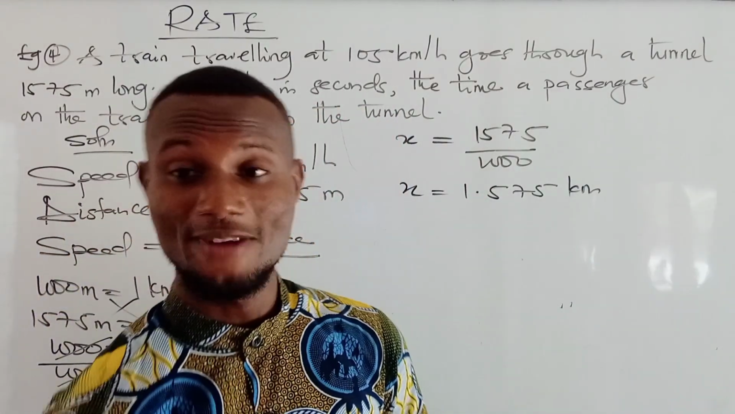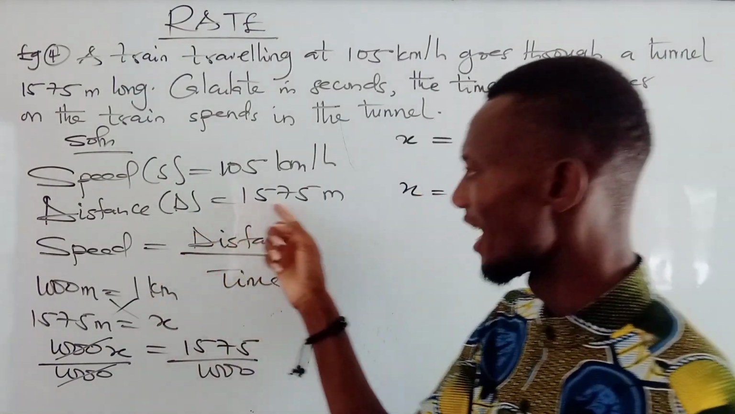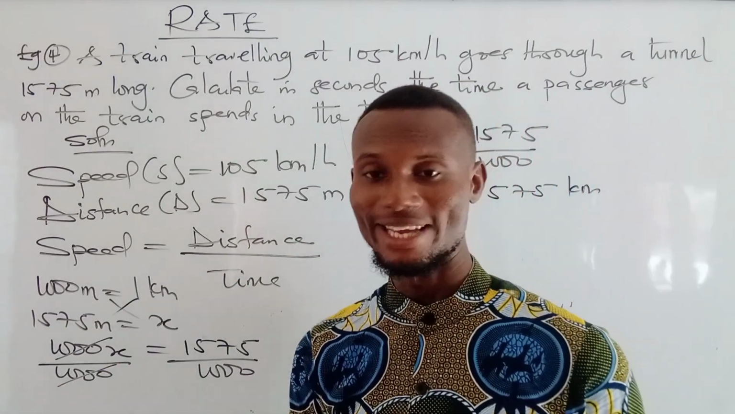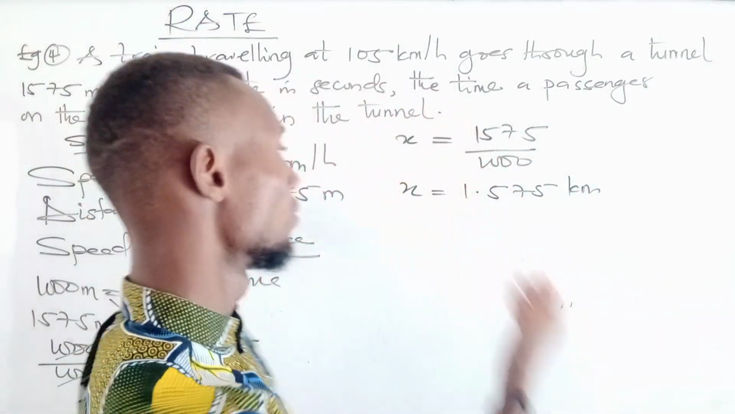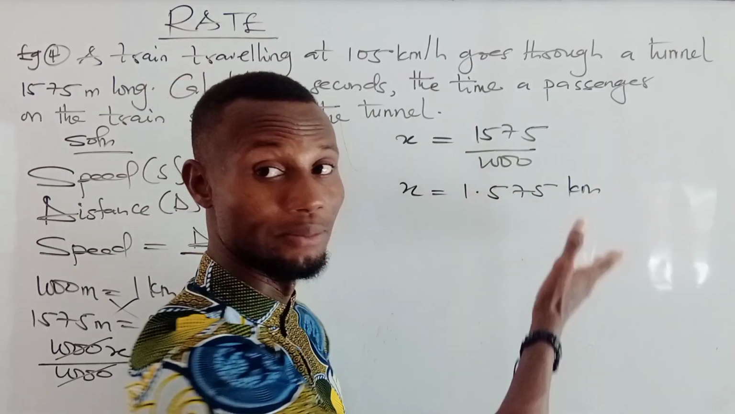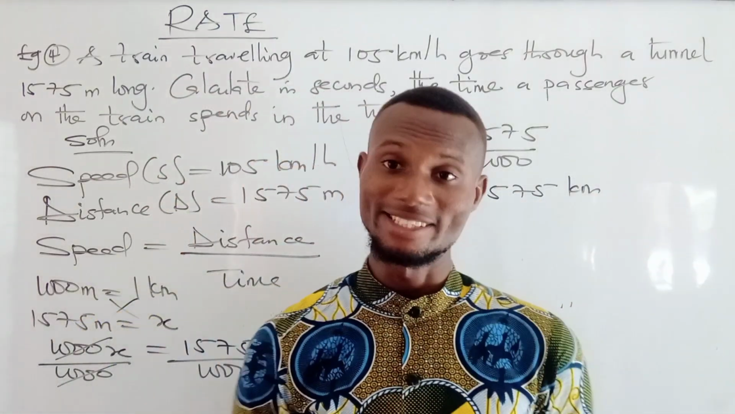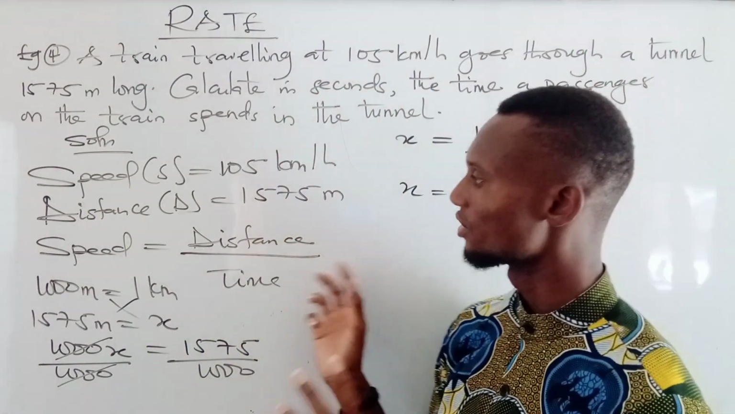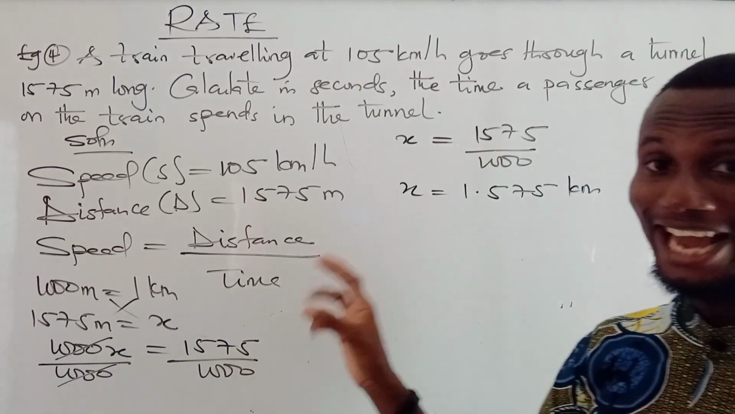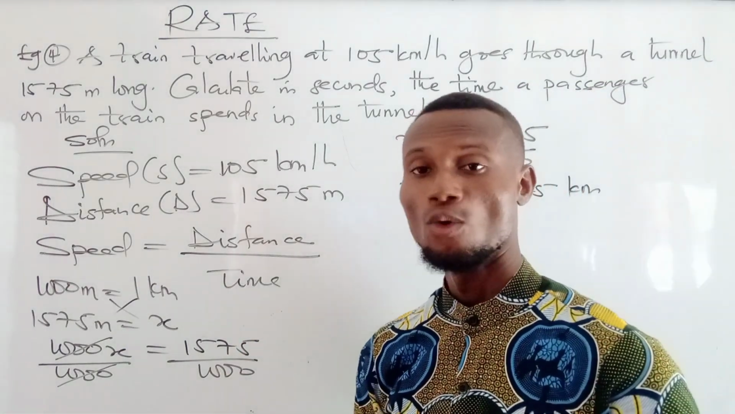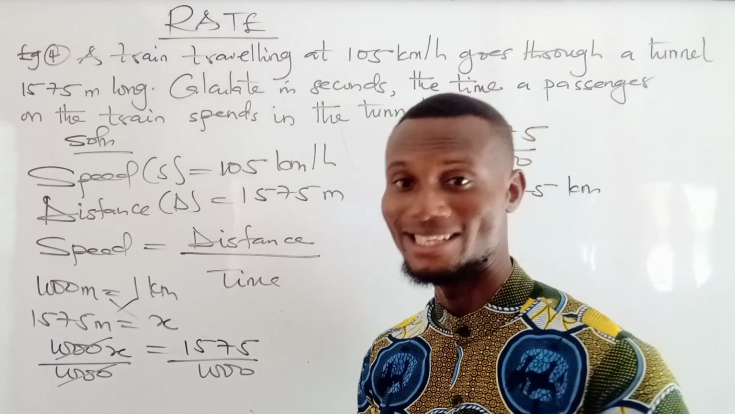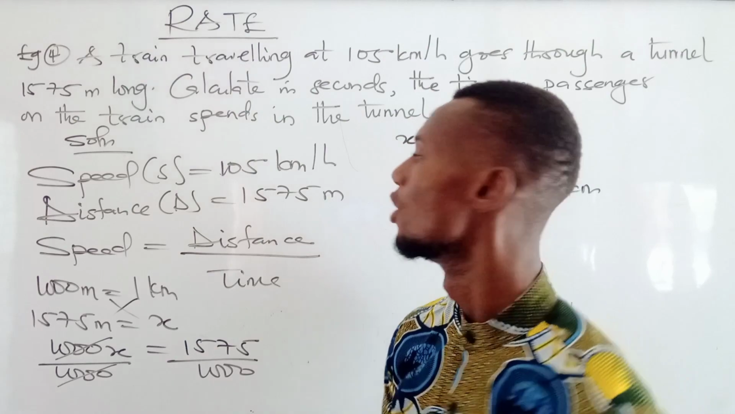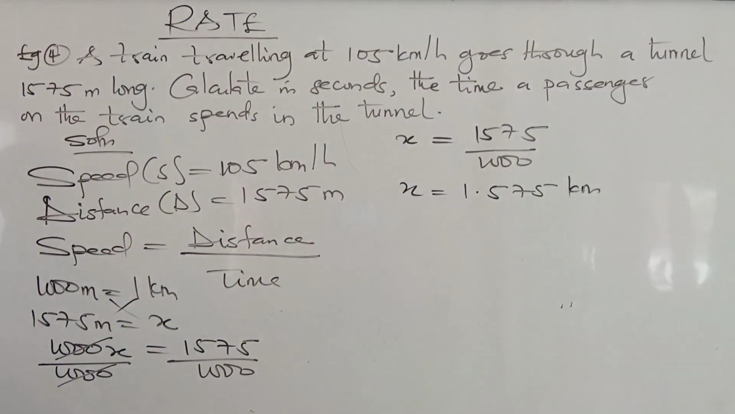Because we are converting the distance, which is 1575 meters, to kilometers, that gives us 1.575 kilometers. I hope the explanation is clear enough up to this point. Now we can proceed and input our values and solve for the time. After we've gotten the time, we change it to seconds because the question demands that the time we are looking for should be in seconds. So let's go ahead and put down the formula.